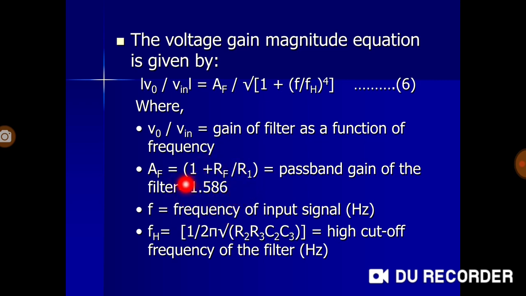Please keep in mind that the passband gain of a second order low pass Butterworth filter is 1.586, and it is fixed to ensure Butterworth response. Next, F is obviously the frequency of the input signal in hertz, and FH is the high cutoff frequency of the filter in hertz, and it is given by 1 by 2 pi under root of R2 R3 C2 C3.